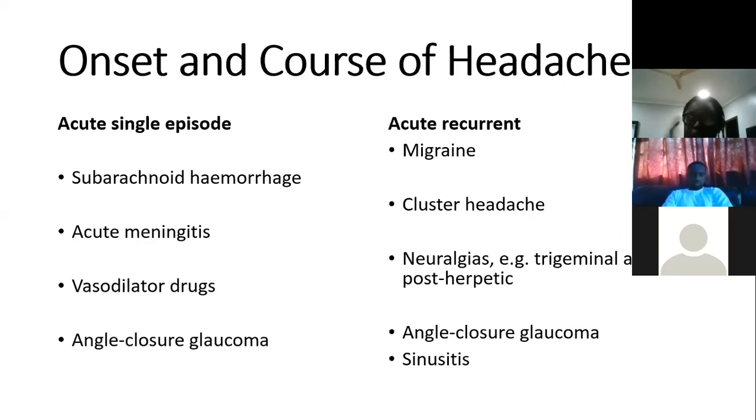So these are a few differential diagnoses when a patient presents with headache. Like I said, if it's acute, it can be a subarachnoid hemorrhage, meningitis, certain medications, or glaucoma. If it is acute and recurrent, then migraine should be on your list of differentials. Cluster headache, neuralgias, glaucoma as well, and then sinusitis.